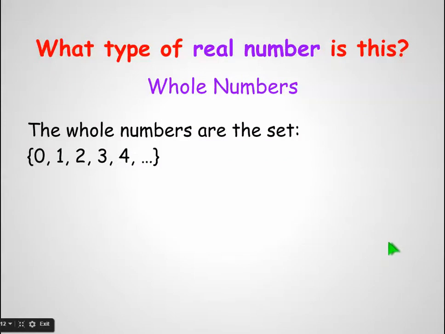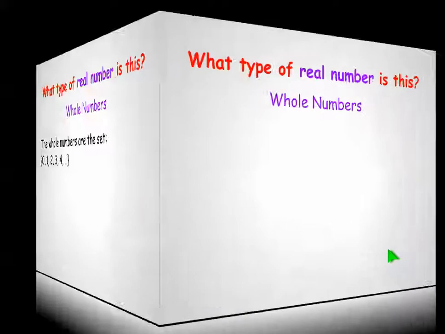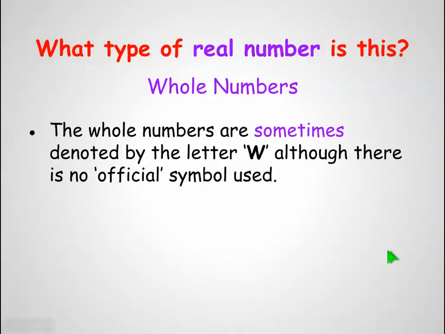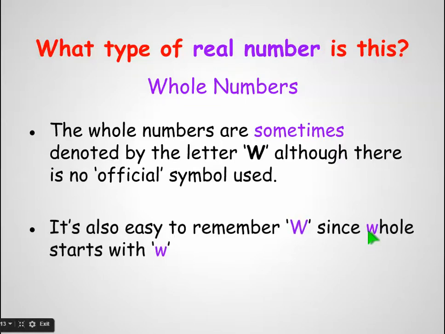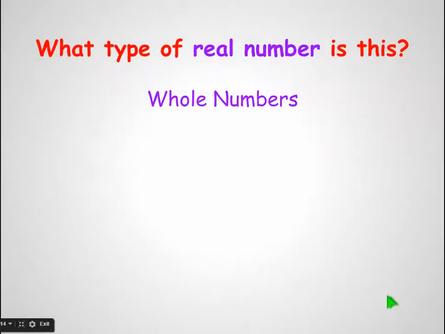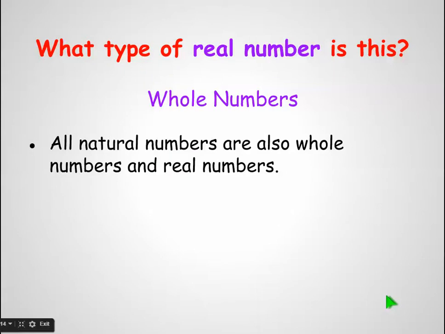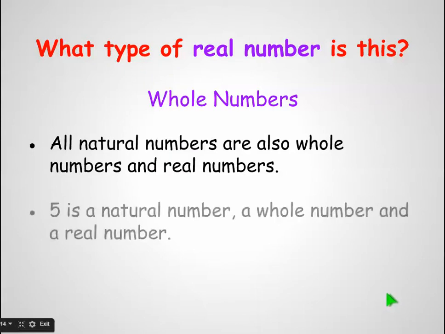The whole numbers are the set {0, 1, 2, 3, 4, ...}. The only difference between the whole numbers and the natural numbers is the number 0. The whole numbers are sometimes denoted by the letter W, although there is no official symbol used, unlike the natural numbers. It's also easy to remember W since whole starts with a W. All natural numbers are also whole numbers and real numbers. 5 is a natural number, it's a whole number, belongs to that set, and it's a real number.